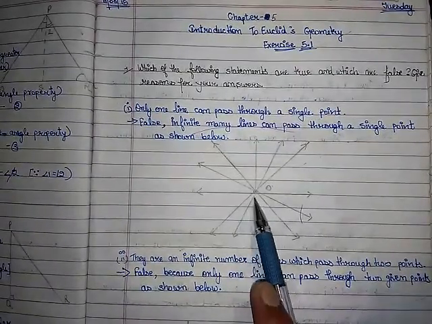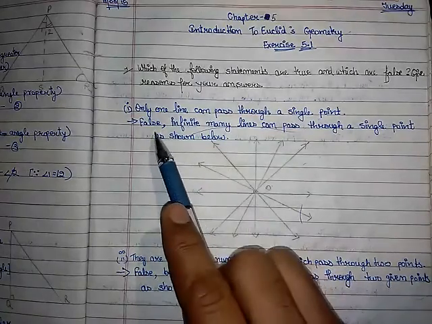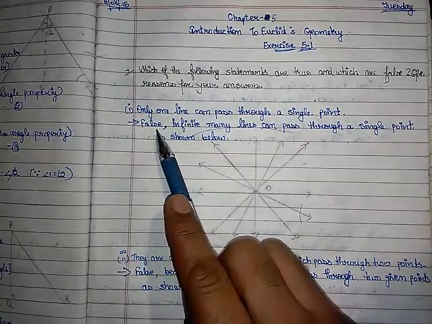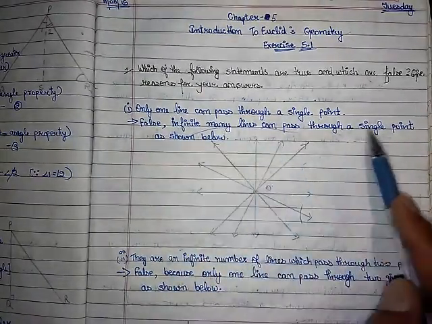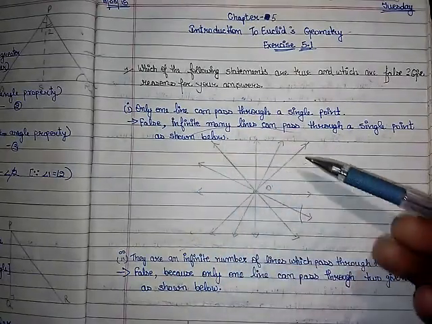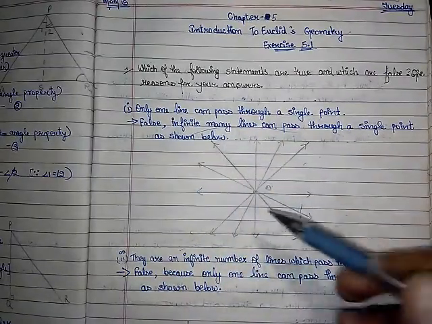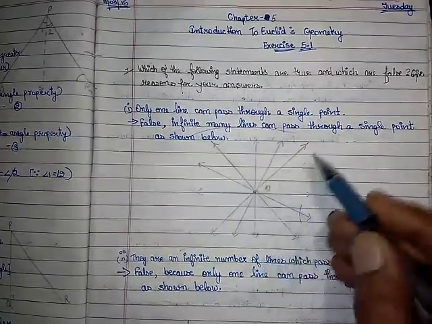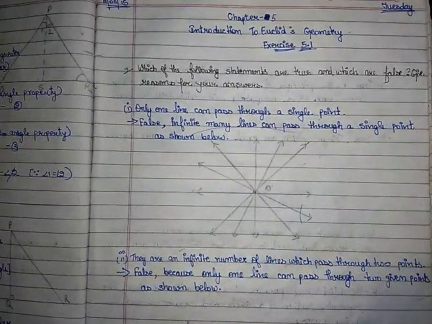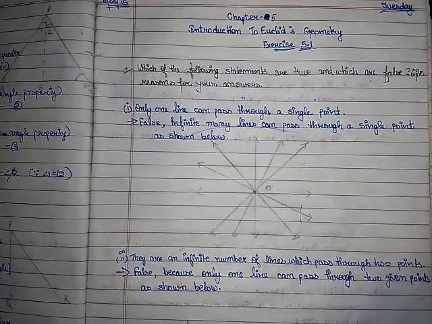So I have shown here with the help of the figure, I have written here false. False, infinitely many lines can pass through a single point as shown below. So the proof is in front of you. Through a given single point, infinitely many lines can pass. Right?